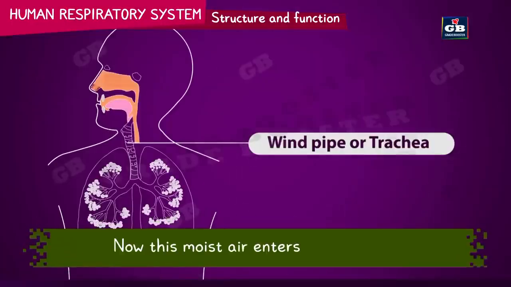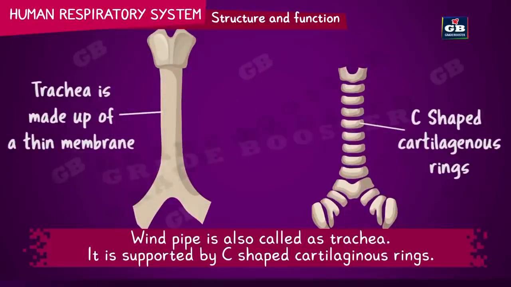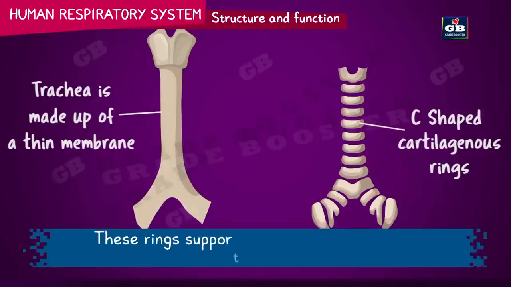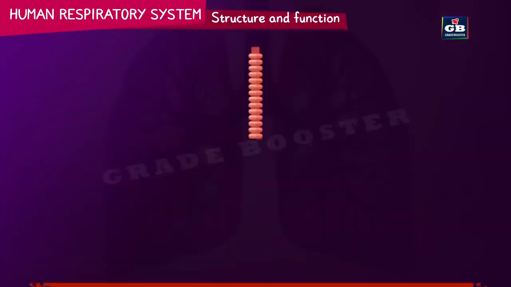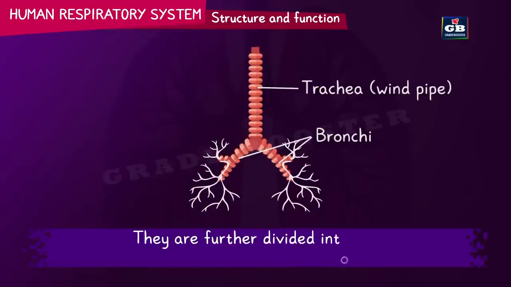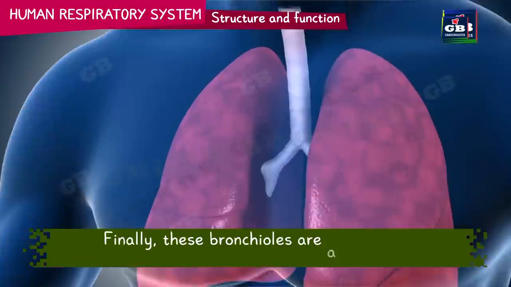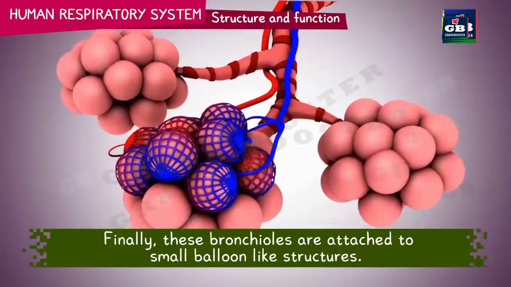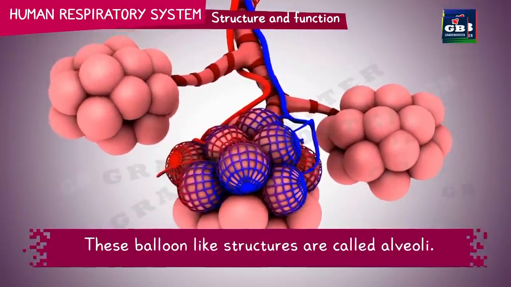Now, this moist air enters the windpipe. The windpipe is also called the trachea. It is supported by C-shaped cartilaginous rings. These rings support the trachea and help to keep it in an open position all the time. The windpipe divides into two branches called bronchi. They are further divided into fine branches called bronchioles. Finally, these bronchioles are attached to small balloon-like structures called alveoli.